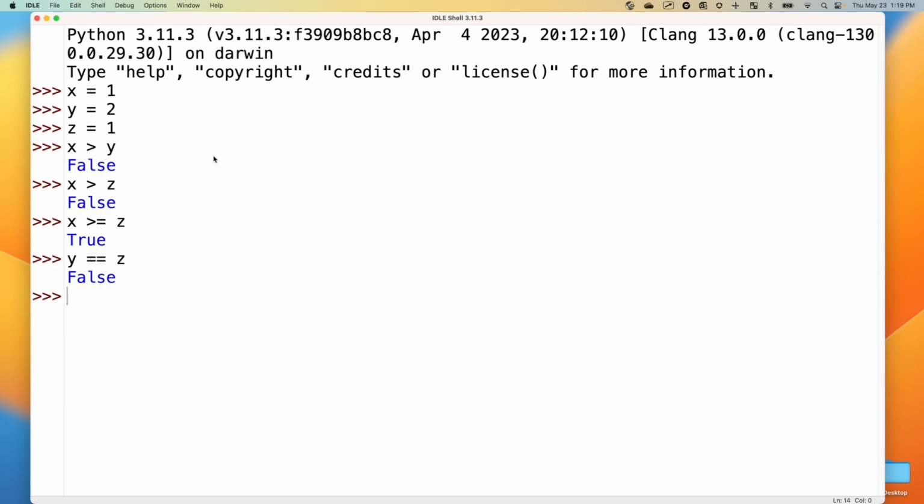One thing to be careful of is double equal sign versus a single equal sign. Let's see what happens if we do y equals z. We might think, oh, is y equal to z? All that does is that makes y take on the same value as z. So now y should be 1. Let's check that. Y is indeed 1. So remember, double equal sign is for comparison, and single equal sign is for assignment.